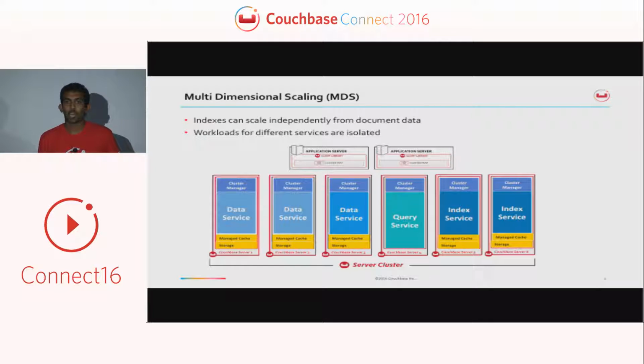So let's take a look at some aspects of multidimensional scaling. So the idea is you have different nodes in which you have different sets of services. So the data service and index service are separated out. In this case, you can see the size of resources used for different services are separate. So that means you can scale each of the services separately. And let's say your data updates are very write intensive, and you often create small indexes based on your secondary fields.